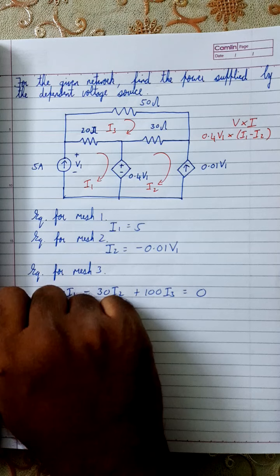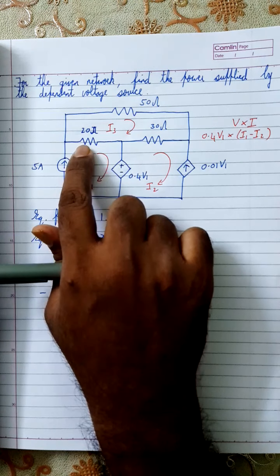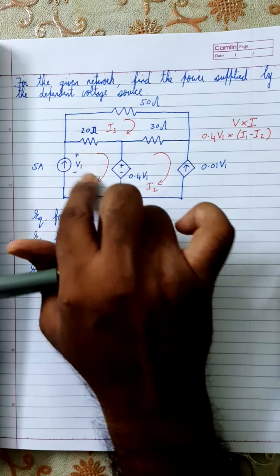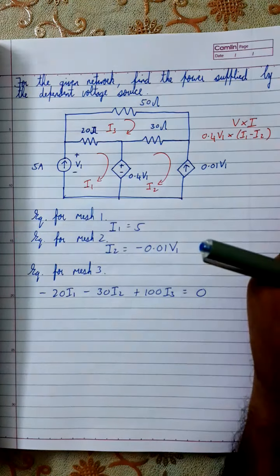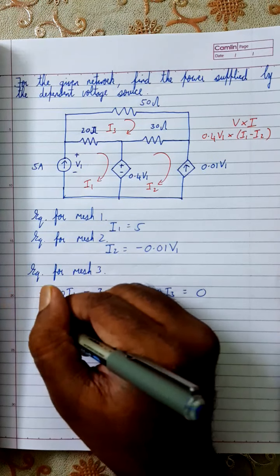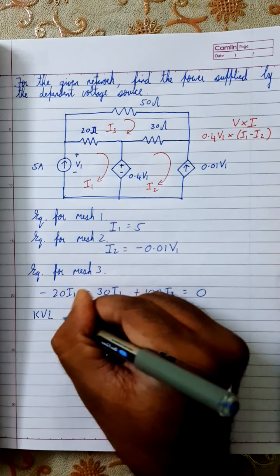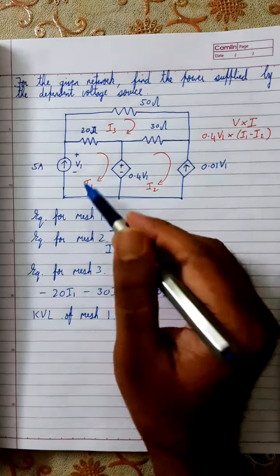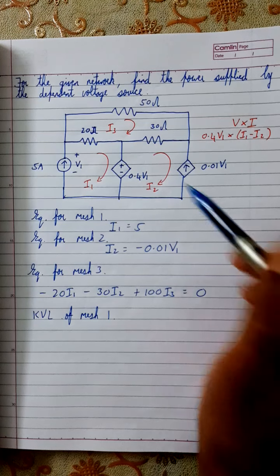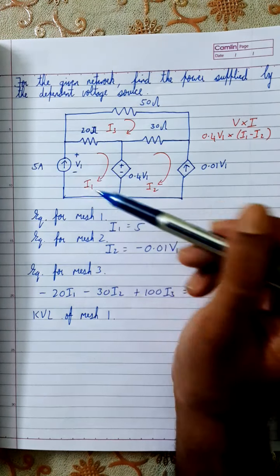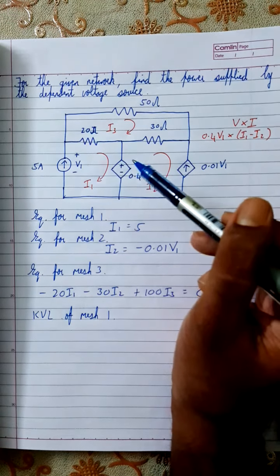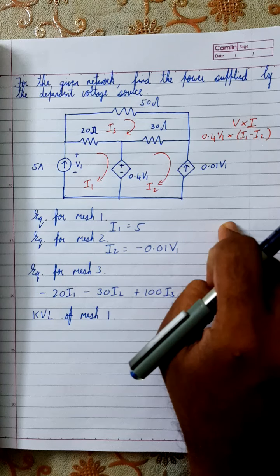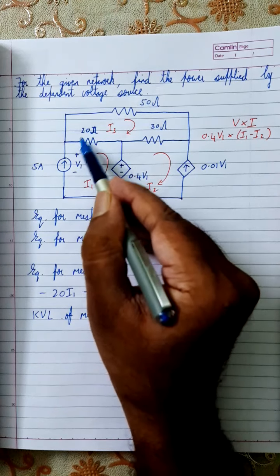So what I'm going to do is simply apply Kirchhoff's voltage law in this mesh, the old fashioned way. The equation is KVL of mesh 1. What is it? The voltage drop across this plus the voltage drop across this is equal to the voltage source over here. That is Kirchhoff's voltage law. So what is the voltage drop over here?